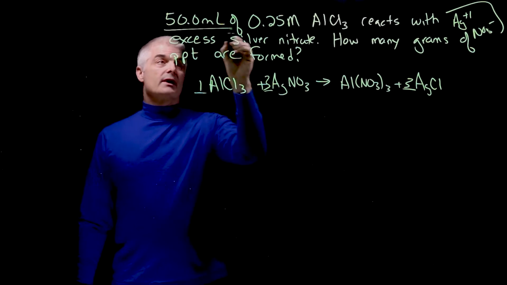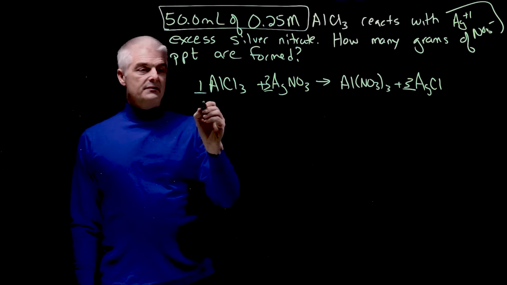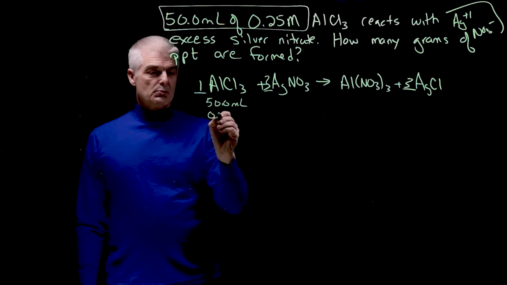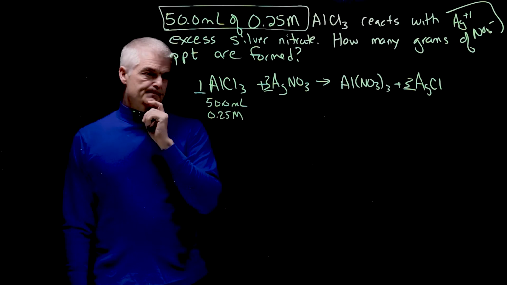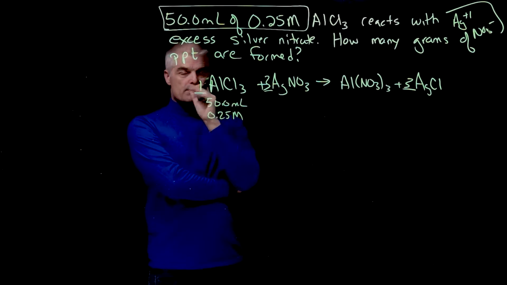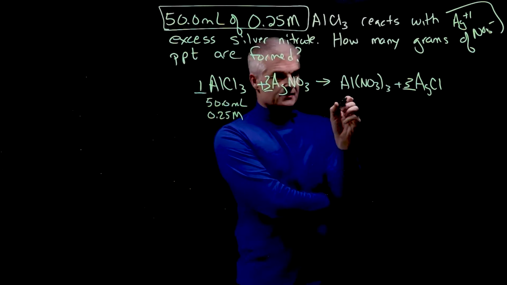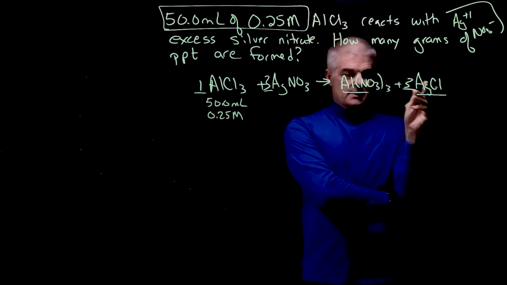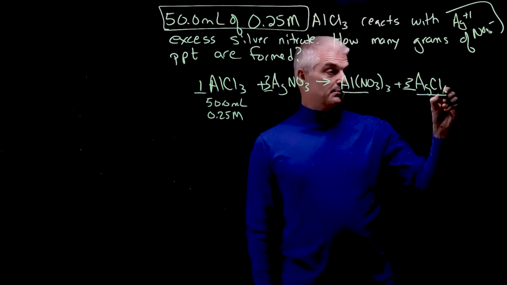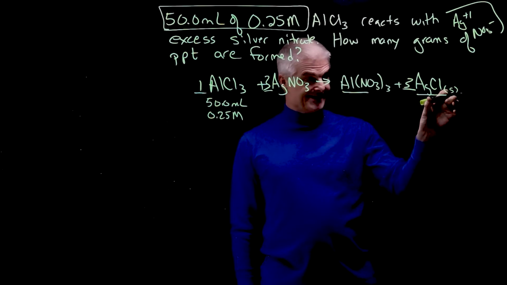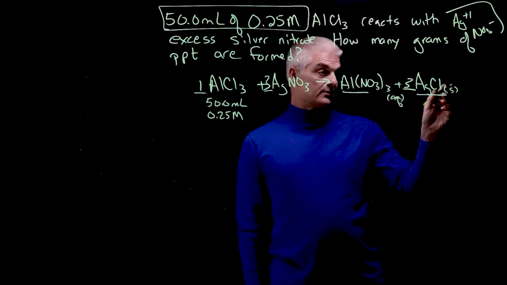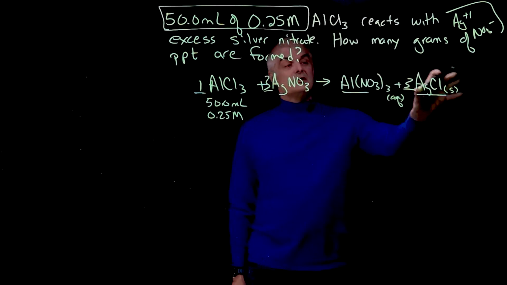Now, let's write down what I know. I know that I have 50 milliliters of this, and it's a 0.25 molar solution. And it says how many grams of precipitate are formed. Now precipitate, as you recall, is a solid substance. So it's either this one or this one. You may have to refer to your solubility table, but this is the precipitate because this is the solid, this is aq. All nitrates are always soluble, and all chlorides are soluble with some exceptions, silver being one of them.